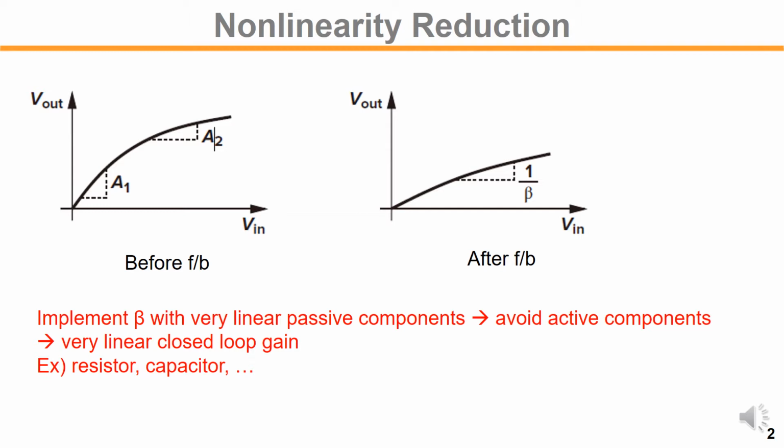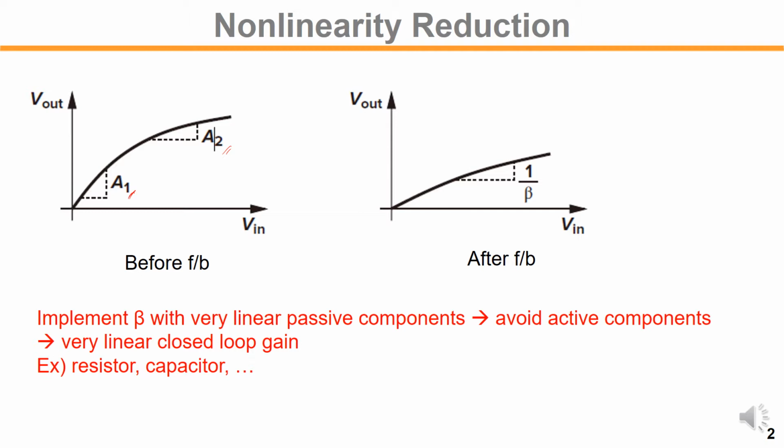Another property of the negative feedback is the nonlinearity reduction. For example, if your open loop amplifier gain is shown like on the left, its gain characteristic is very nonlinear. At low signal amplitude, you get the gain A1. At higher signal amplitude, you get the larger gain, A2. As you can see, this is a very typical nonlinear gain curve. So if you apply the signal through this amplifier, you will get large distortion.